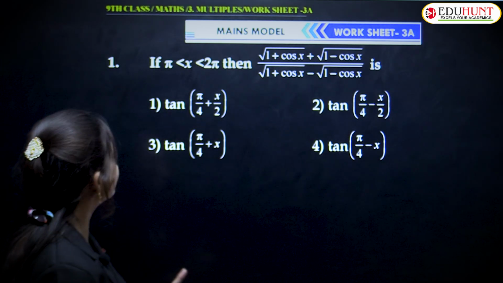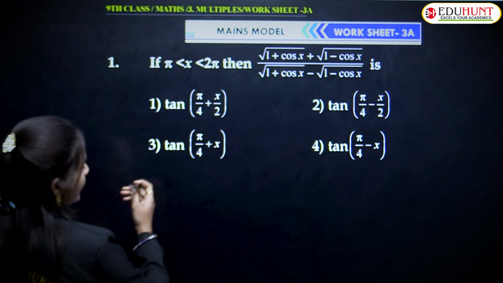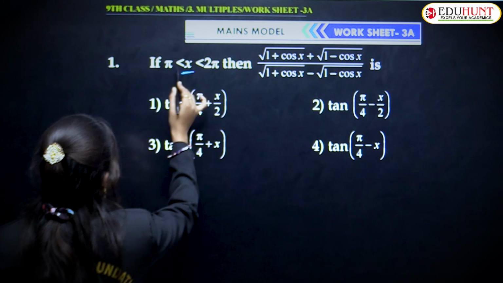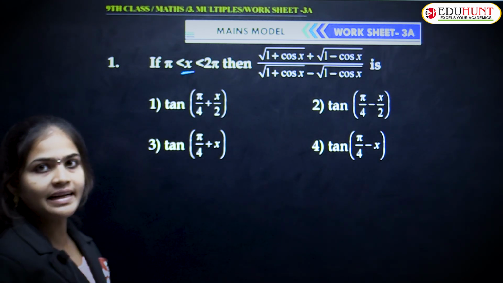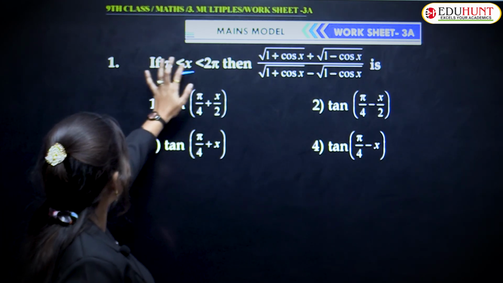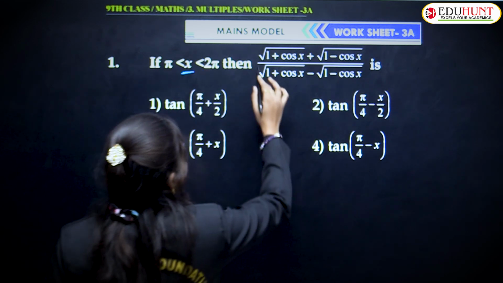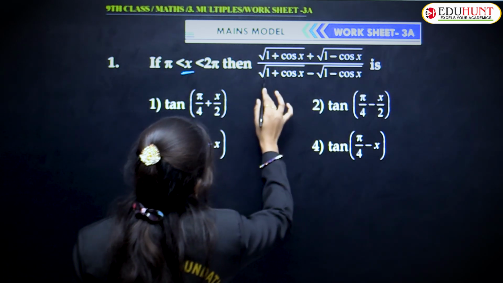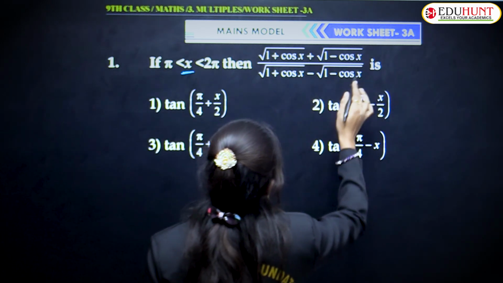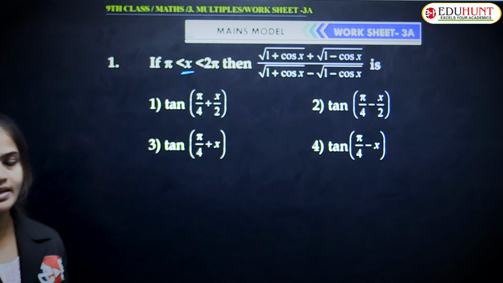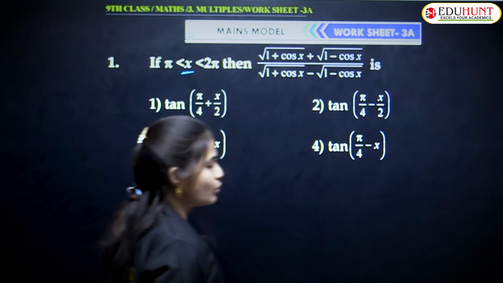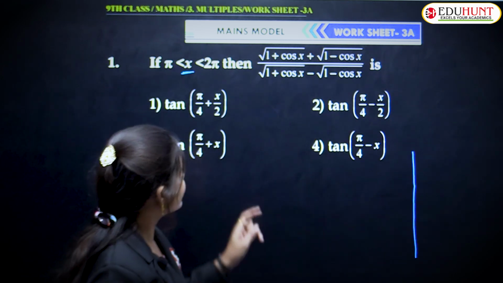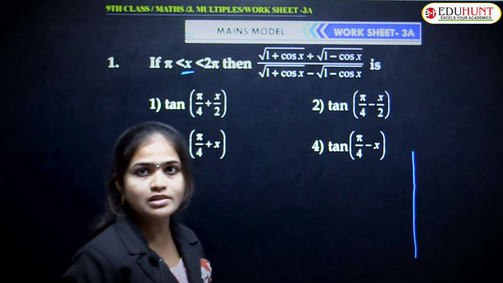See, the first question, what they are asking here: if pi is less than x is less than 2 pi, which means x lies in between pi and 2 pi. Then the value of square root of 1 plus cos x plus square root of 1 minus cos x, whole by square root of 1 plus cos x minus square root of 1 minus cos x, they are asking. Children, here already we know some formulas related to square root of 1 plus cos x as well as 1 minus cos x.